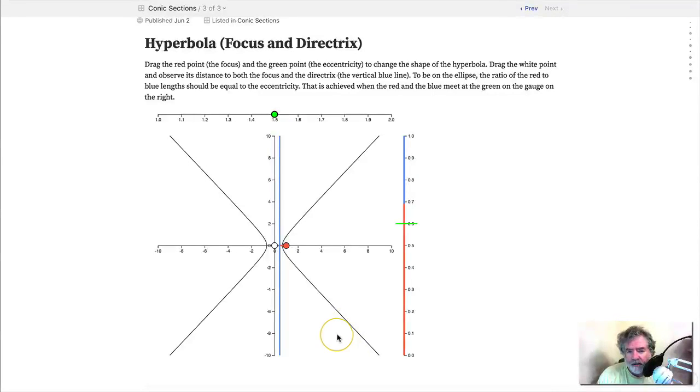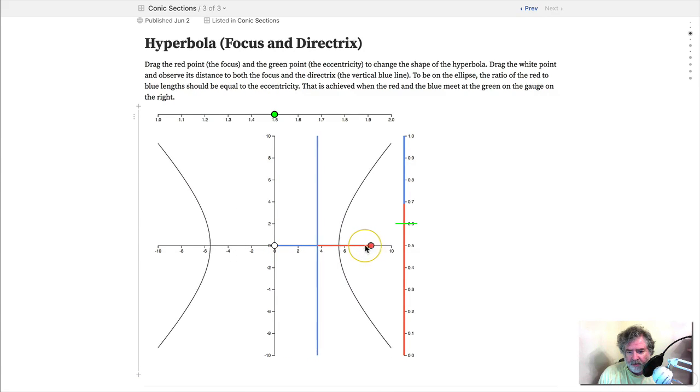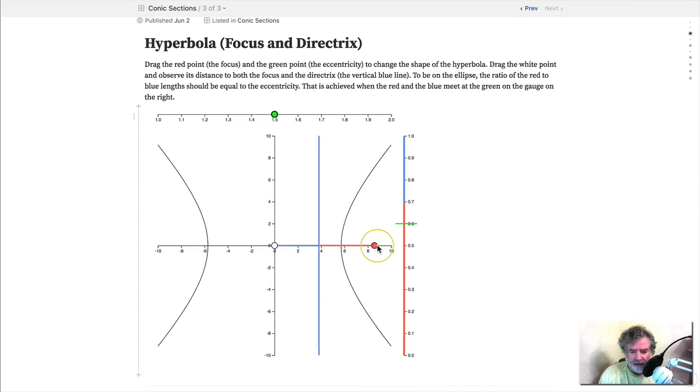Hi everyone. This is similar to the one that I did on the ellipse, except it's for the hyperbola. So once again, I decided to just have one of the foci and one directrix. And you can drag the focus, and that changes the shape of the hyperbola. For the most part, it drags the hyperbola out along the x-axis.